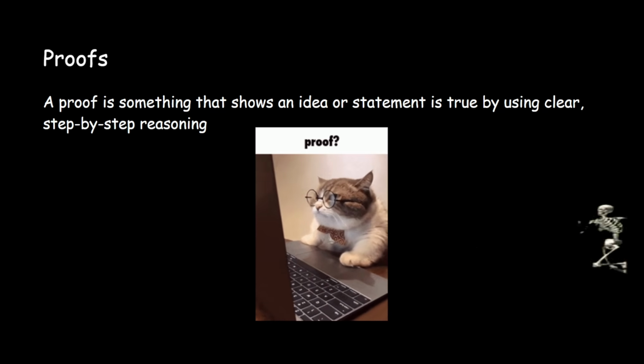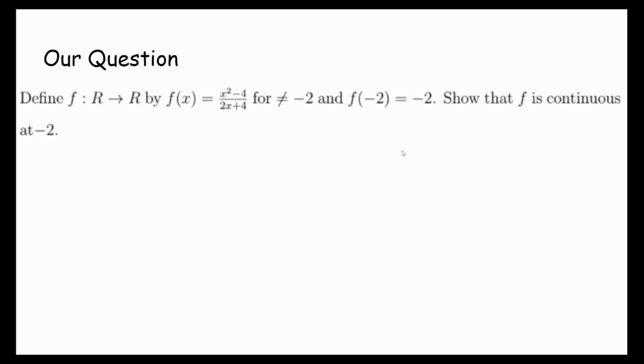Now, our question to create a proof will be, given a function, we need to show that that function is continuous at a specific point. And in this question, it's asking for the given function, show that it's continuous at -2.